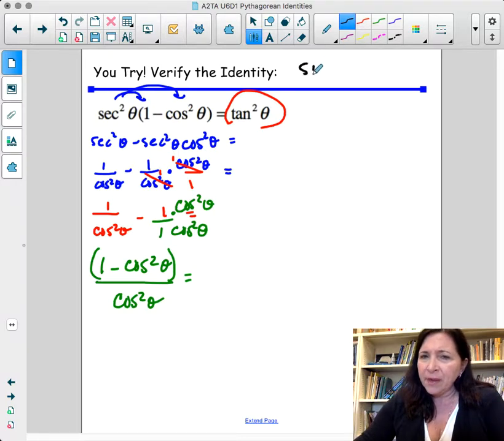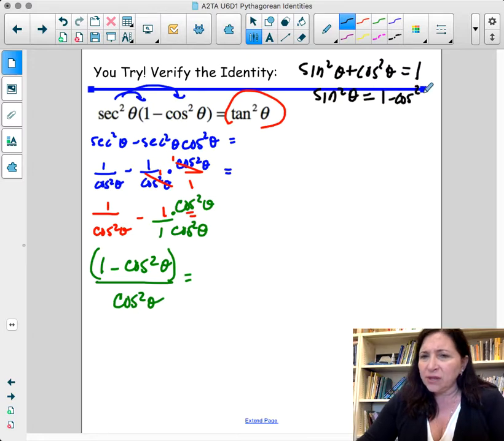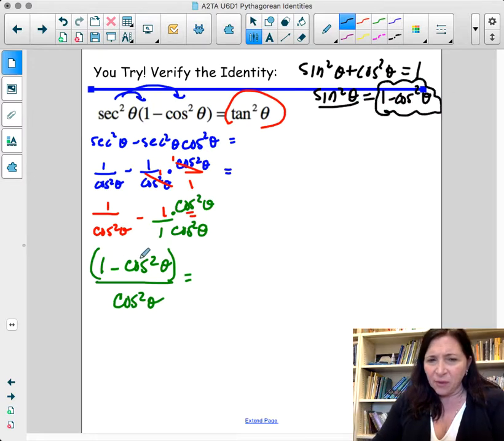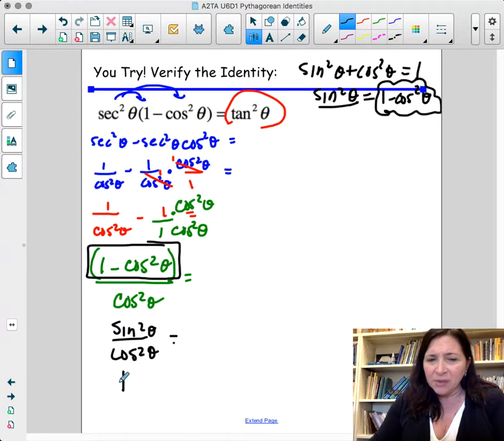Remember this one? Sine squared of theta plus cosine squared of theta is equal to 1. If I were to isolate this and say sine squared of theta is equal to 1 minus cosine squared of theta, I can replace 1 minus cosine squared of theta with sine squared of theta. So I'm going to replace this right here with sine squared of theta. So now I have sine squared of theta over cosine squared of theta, which is equal to tangent squared of theta. And that's what I wanted to prove, tangent squared of theta.